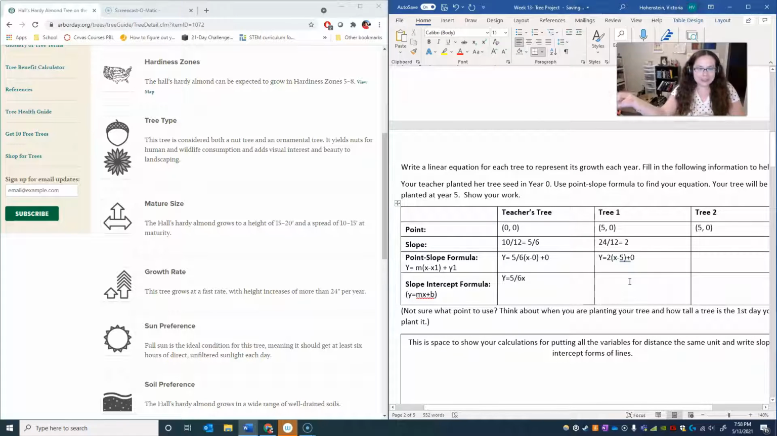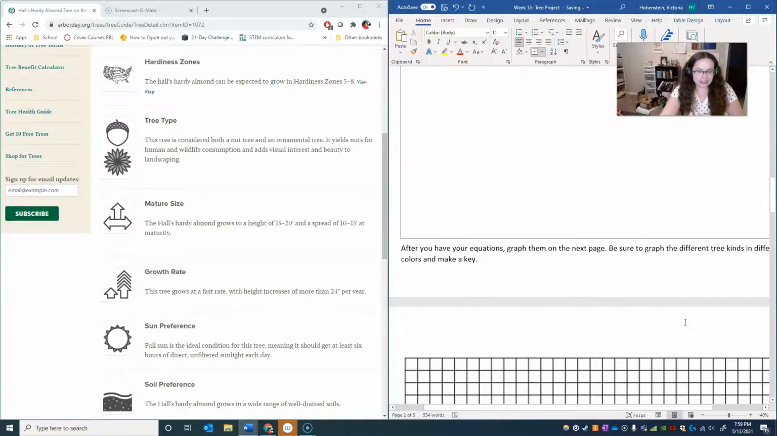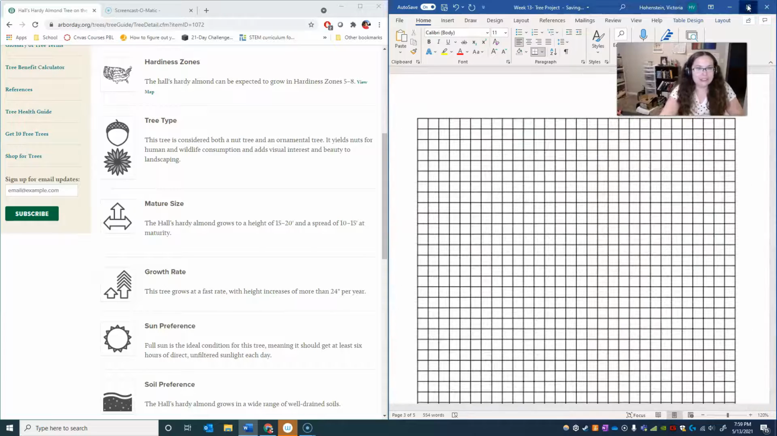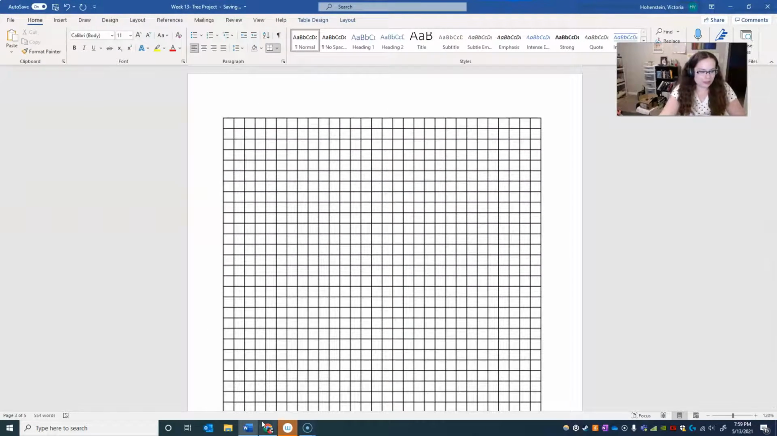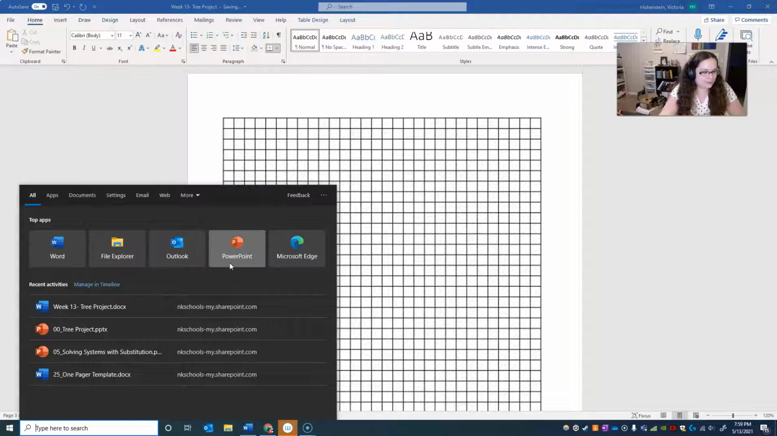For the second one, you can do the same thing and distribute. So we get y equals 2 times x is 2x, and then 2 times negative 5 is negative 10. So what you guys are going to do then, down here, is you are going to graph your data. Let me show you one of the graphs that I made so you can see what it might look like.